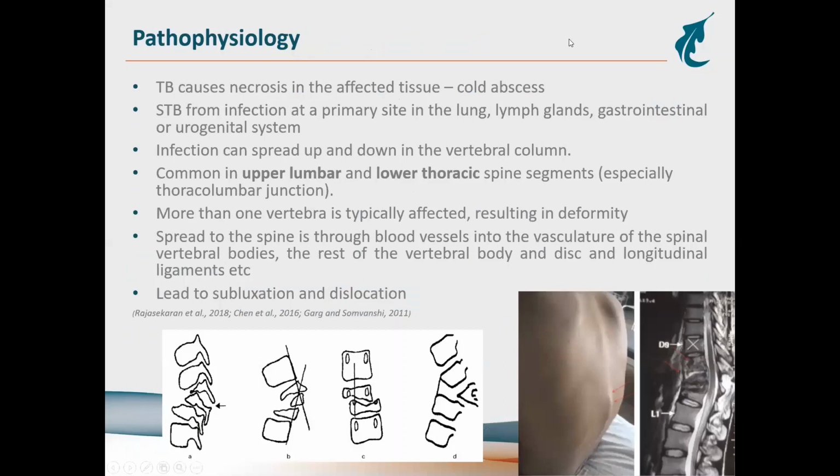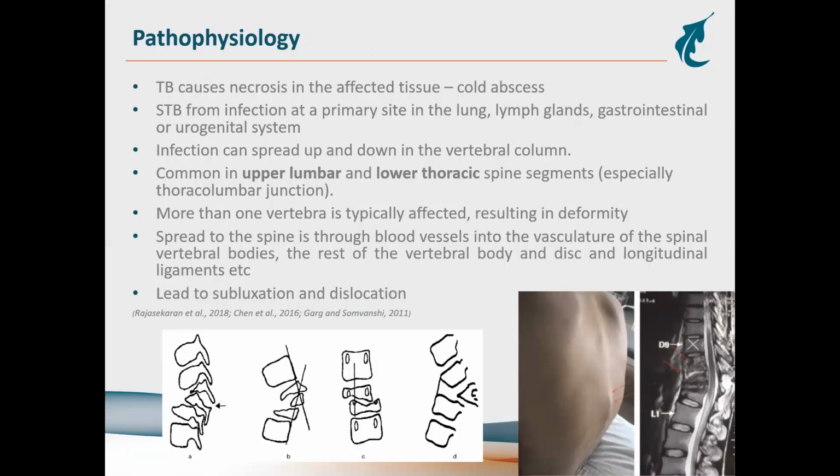Okay, so just a quick overview on the pathophysiology. So the TB causes necrosis in the affected tissue, which forms a cold abscess. So this might be one of the very early signs. Well, it's not very early, but it's one of the more physical signs that you might be able to see early on.